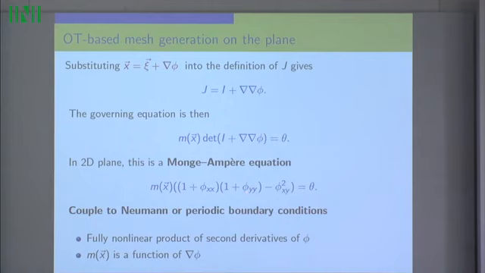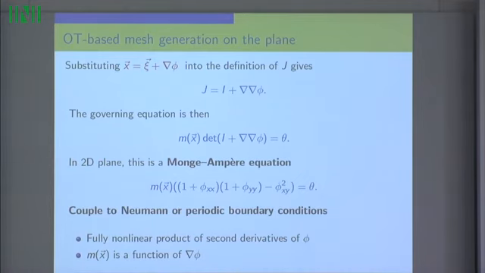Actually, that's not right. That shouldn't be x and y. That should be in the computational plane. I'm sorry. So that's a function of the independent variable with Dirichlet boundary conditions. For mesh generation, this becomes a function of the dependent variable, in fact of the gradient of phi, and typically you have Neumann or periodic boundary conditions.